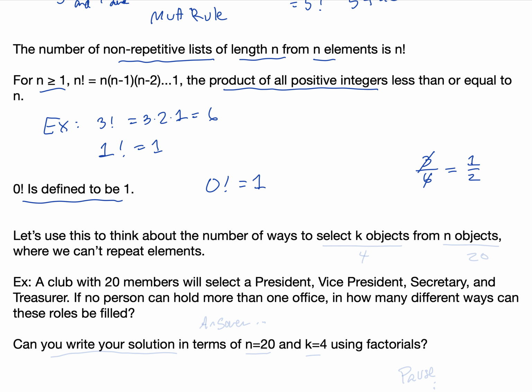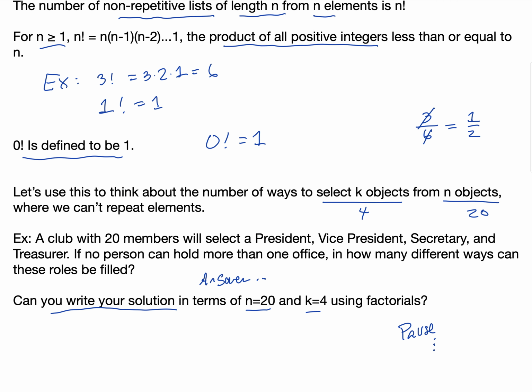So like I said, we've sort of done things like this before. So both try to answer this question as we would have before, but also think, can you write your solution in terms of n equal 20 and k equal 4 using factorials? So thinking about the number of ways to select k objects, in this case 4 objects, from n objects, in this case 20 objects, where we can't repeat the elements. So think about that for a moment and we'll talk about it together.